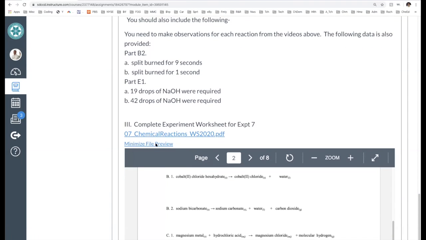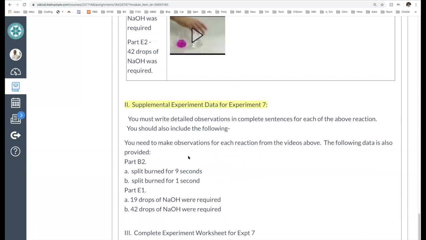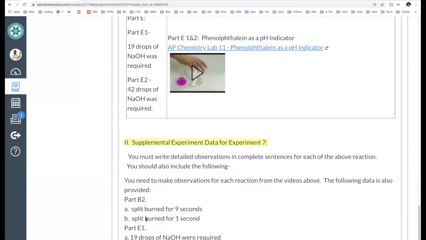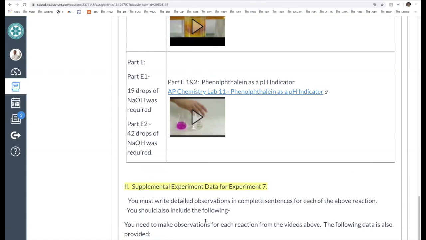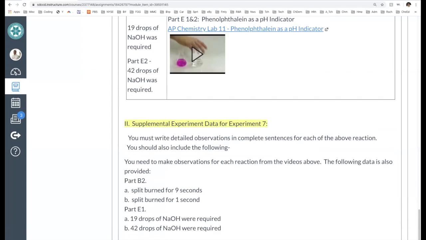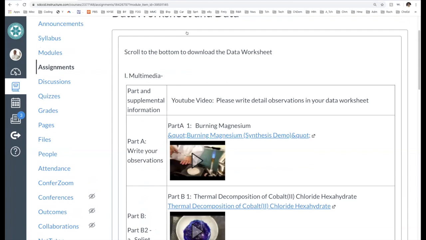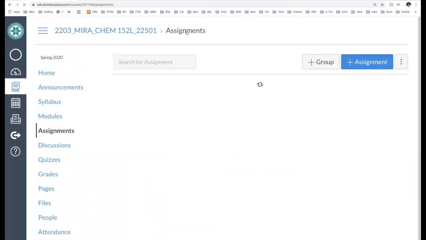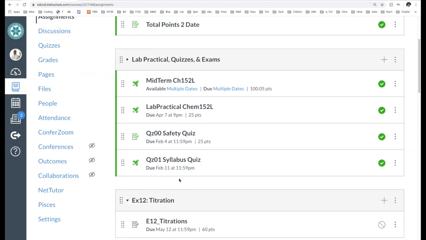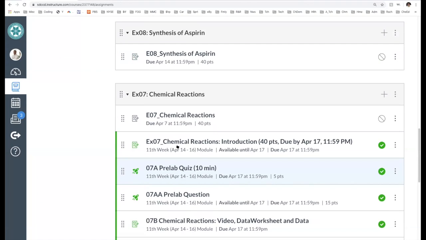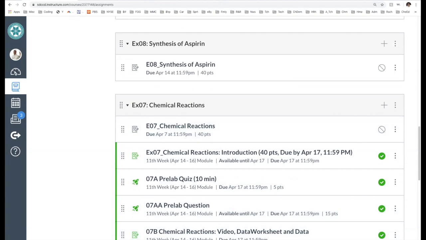Let me minimize that. On the next page, this page right here is simply the data page. Here are more notes that I have up here, but I write them down here as well. Let's go to the next page under assignments. In the next page under assignments, again, that would be week 11, experiment number 7 here. We want to go to upload your data sheet.